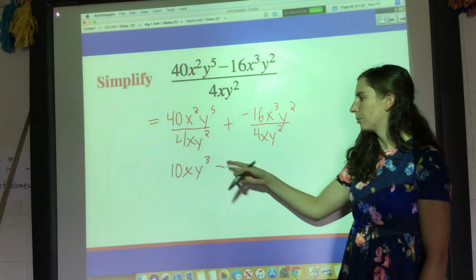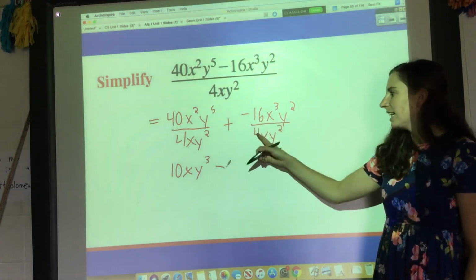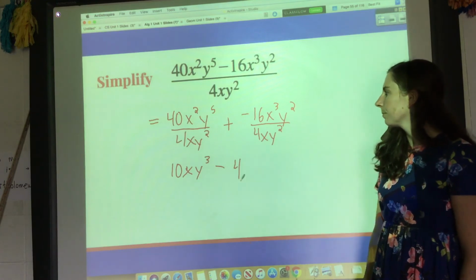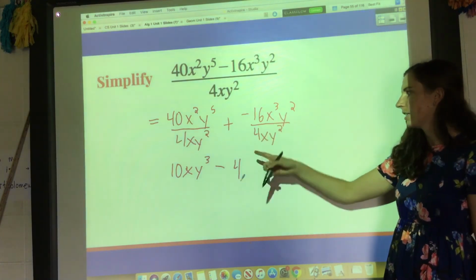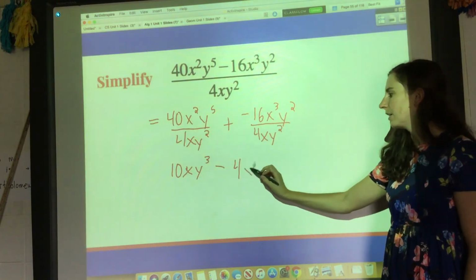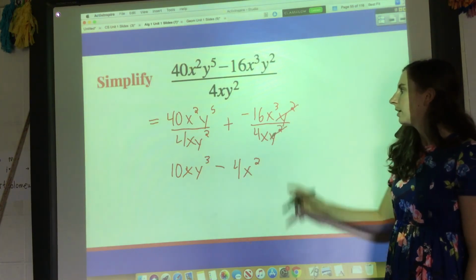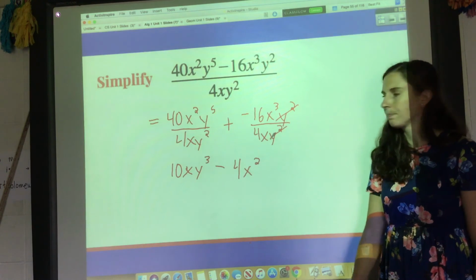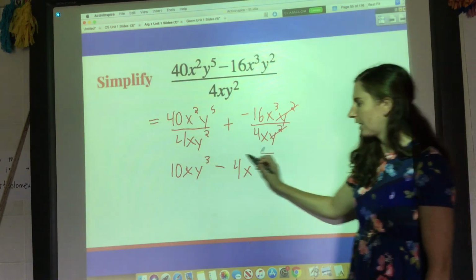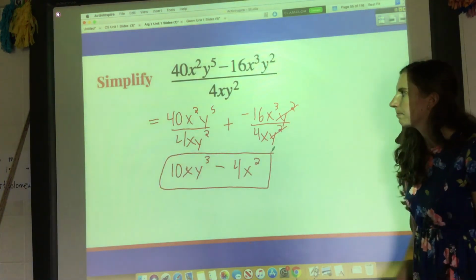Let's make this back into a minus. 16 over 4 is 4. 3 x's, cancel out one of them, leaves you x squared. And then these will just cancel completely. 2 minus 2 is a 0. This is my final answer on that one.